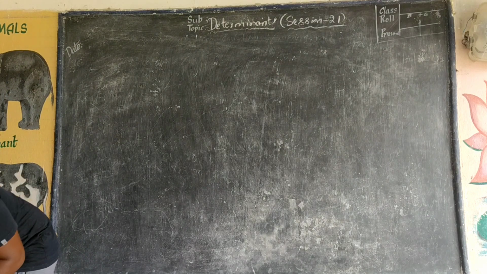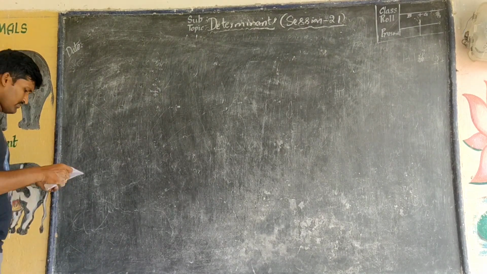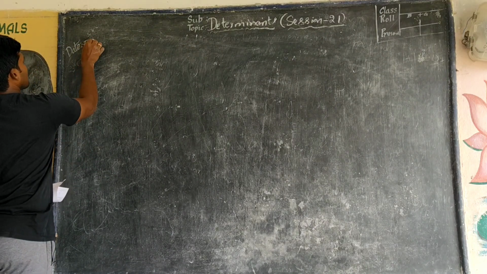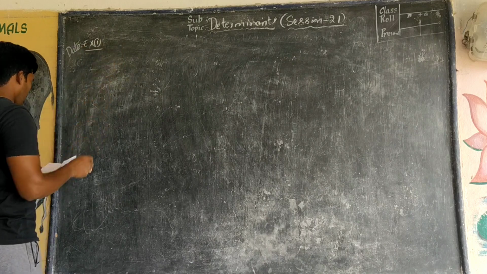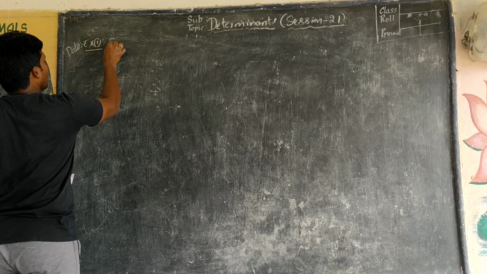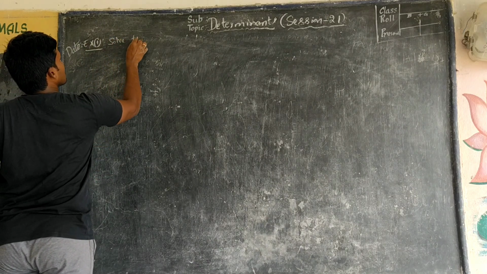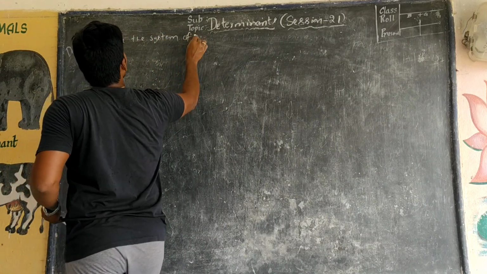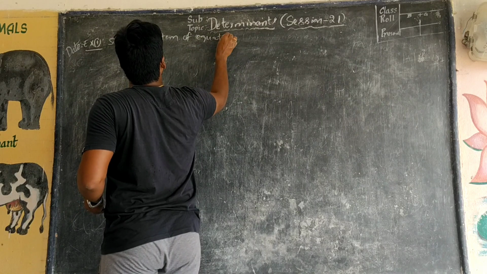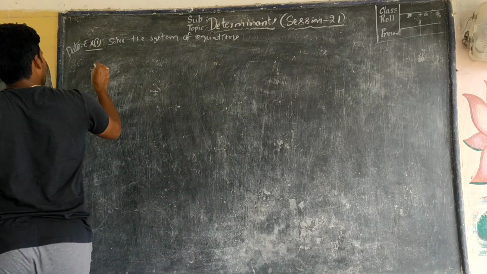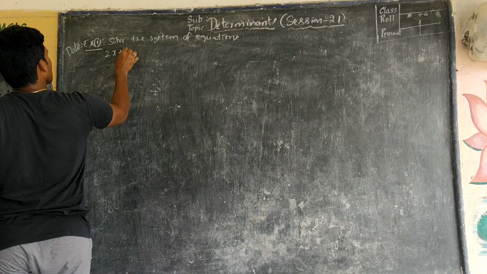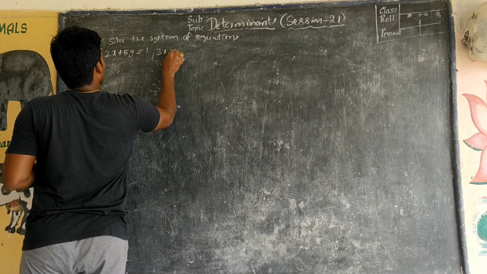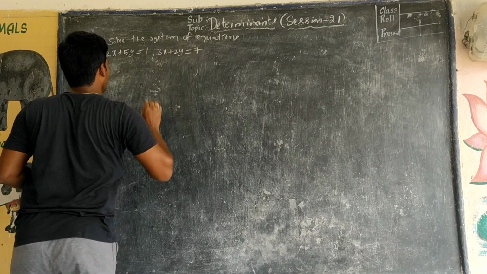Coming to first problem. Example 1. First we will discuss 2 variable equations. Solve a system of equations. The given equations are 2x plus 5y equal to 1, and 3x plus 2y equal to 7.